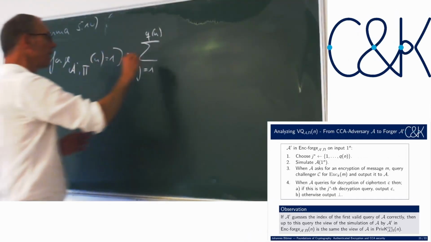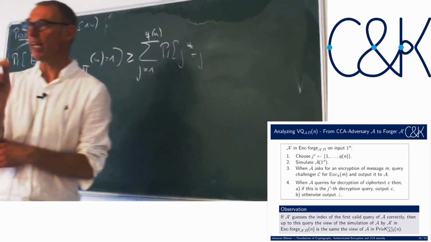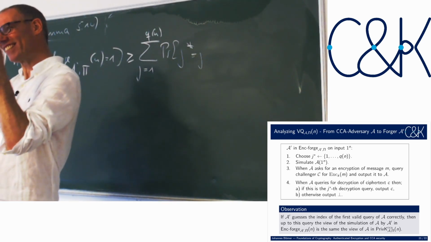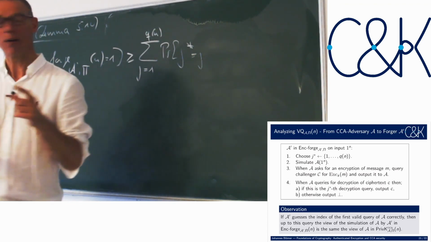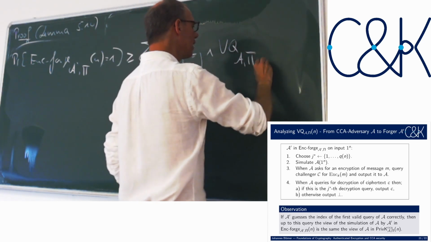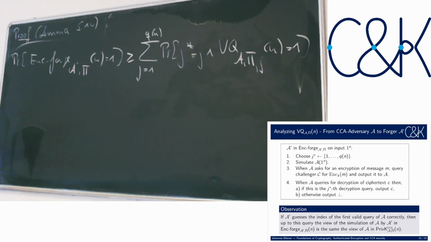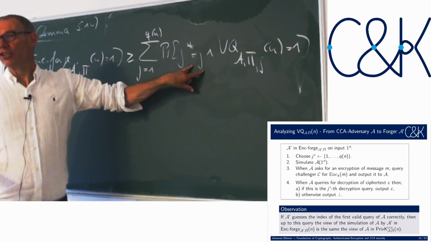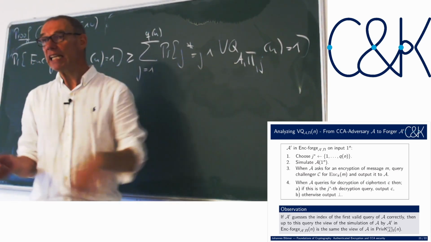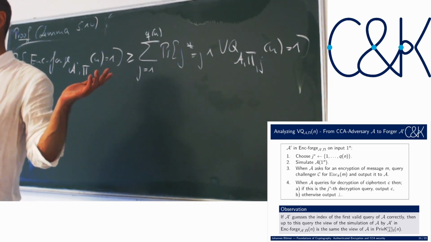So I claim that this is larger than the probability that I pick J as this value for the random variable J star, and I have VQ A pi J n is 1. So what does that mean? This event means that my J star is J, and J is really the first valid decryption query of A. And if that happens, then I win.